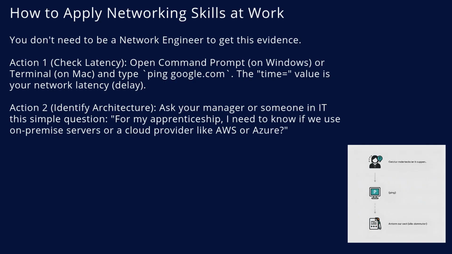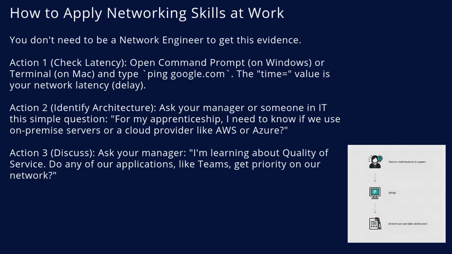Action 2. Ask your manager or someone in IT, do we use on-premise servers or a cloud provider like AWS or Azure? Their answer gives you a key piece of information about your company's architecture. Action 3. Ask your manager, I'm learning about costs. Do we prioritize any of our network traffic, like for video calls? This shows you're engaging with the concepts.